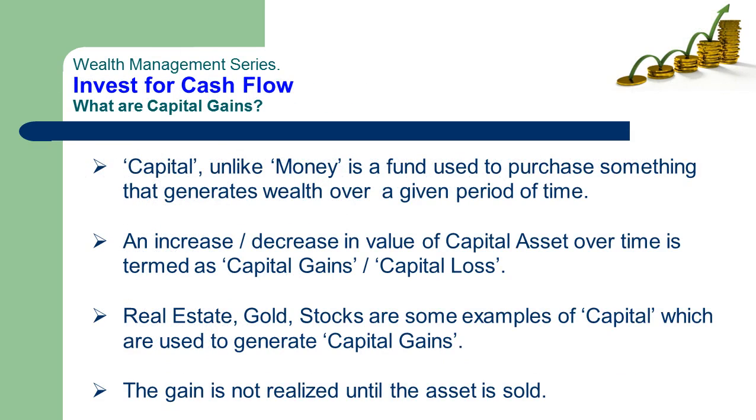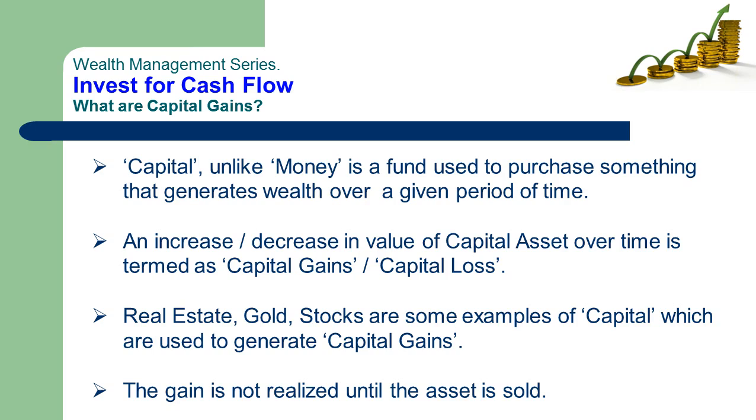Okay, so first let's understand what capital gains are. A capital, unlike money, is a fund which is used to purchase something that generates wealth over a given period of time. Let's take an example of a factory where we need to buy certain machines. Buying that machine is a capital investment, but it's going to help you generate wealth over a given period of time, because the machine is going to produce certain products which may ultimately generate much more wealth for you.